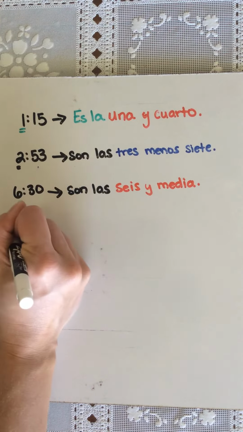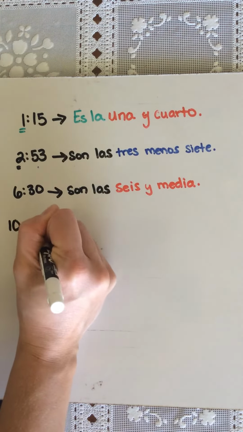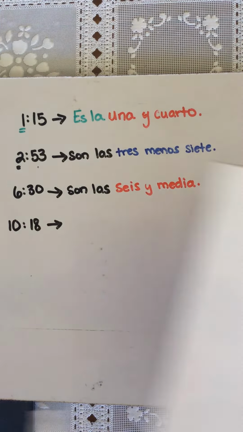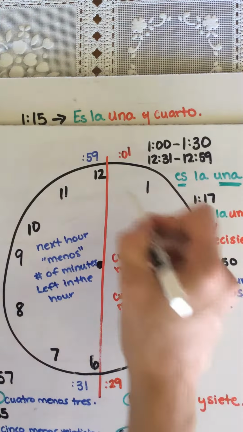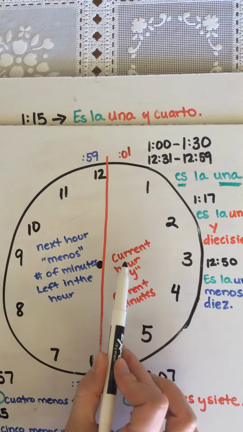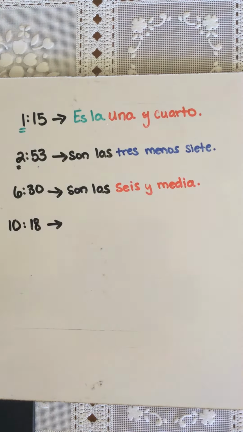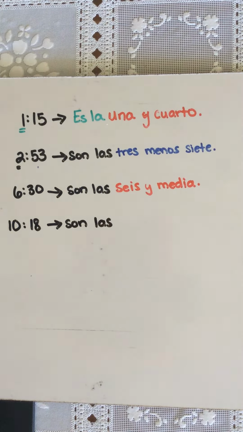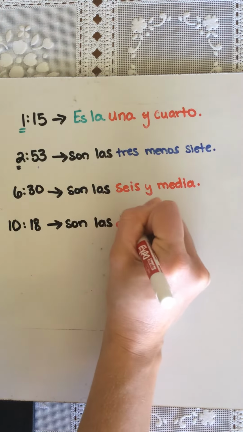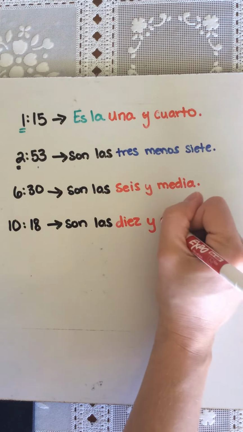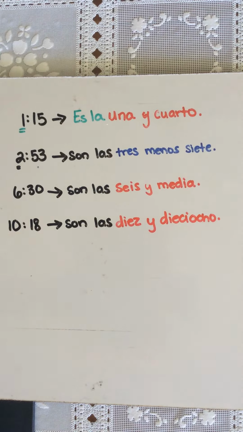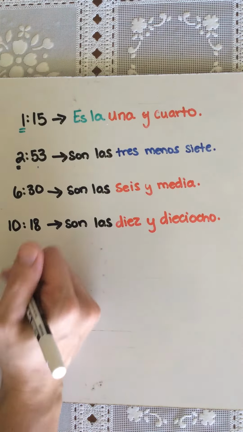What if I had 10:18? Okay, we're looking again at the fact that our minutes, because it's 18, are on the right-hand side. I'm going to take the current hour, which is 10, plus the current minutes, which is 18. So we say son las, current hour, 10, y current minutes, 18. Let's just take one more.